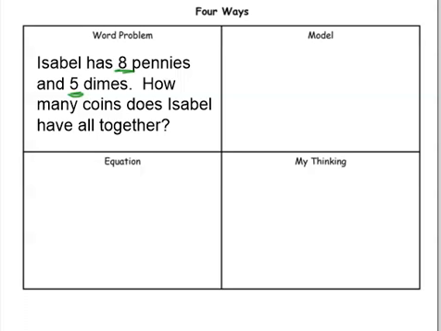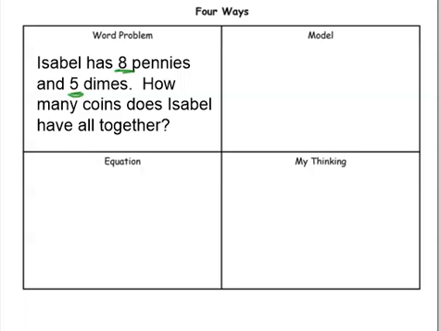Okay, so Isabel has some pennies and some dimes. How many coins does Isabel have altogether? So what is going on in this problem? Can you tell me what's going on in this problem? Well, we definitely know that Isabel has some coins. What coins does she have? That's right. She's got some pennies and some dimes. And we want to know how many coins does Isabel have altogether.